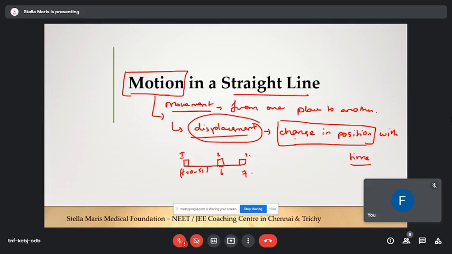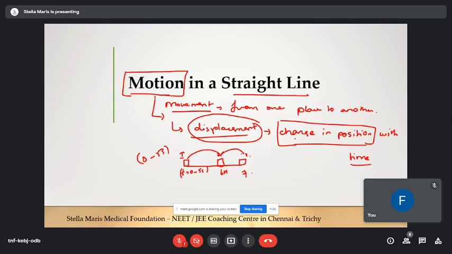So I can write it like this also. 5th second it is here. 6th second it has come here. 7th second it has come here. So there is a change in position from here to here, and here to here, with respect to time. This is 1 second, this is 1 second, and this is 1 second. So within that 1 second interval there is a change in position. You get my point? Yes, sir. So the motion is nothing but change in position with time.